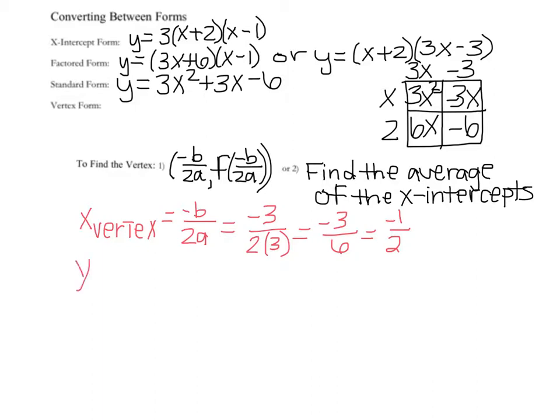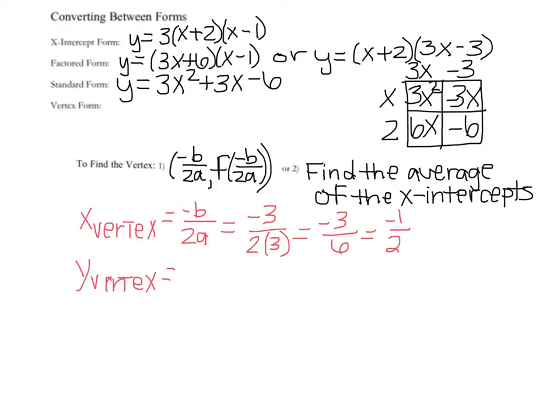To find the y-coordinate of the vertex, we plug this back in to our equation for x. Now, technically, it doesn't matter which of the above equations we use. We can use any of the three, I guess technically even four, with both factored forms, equations that we have. I usually choose the x-intercept form or factored form because it's usually the easiest, especially when dealing with fractions.